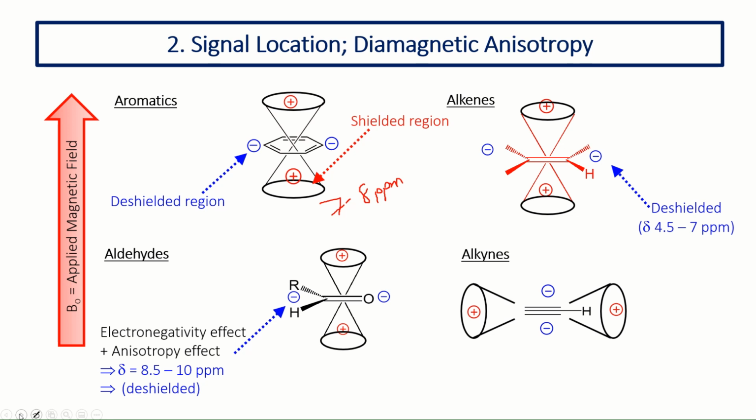Alkynes are very strange because you can see that the alkyne proton itself falls within the shielding cone, and therefore it's at 2 to 3. This arrow is a bit out of place, but it falls 2 to 3 ppm.